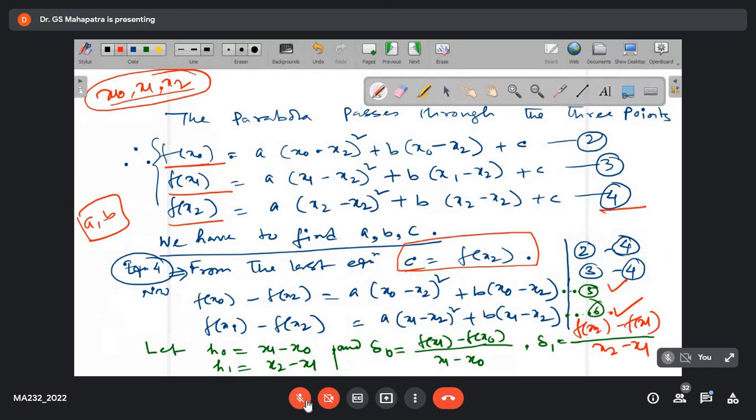Now, what is our target? Since we have already evaluated C, but till now these two are unknown, we have to find A and B. Then only we can write the parabolic form, or parabola. So now, if you replace f of x naught, f of x1 and f of x2, and x naught, x1, x2, using h naught, h1, del naught and del 1, I will show you what the next form will be. This is the next form.